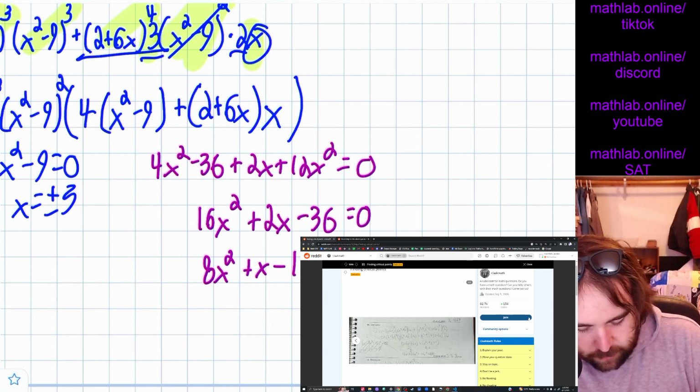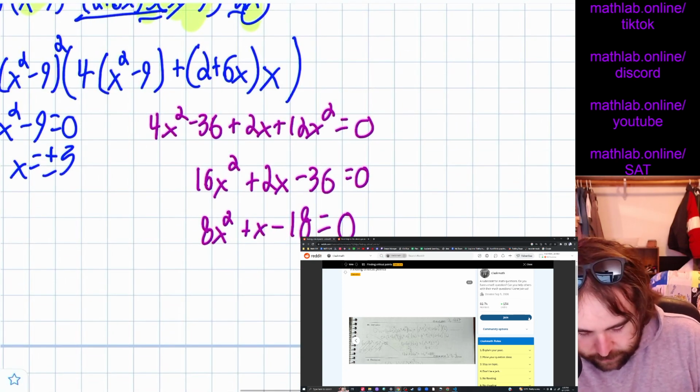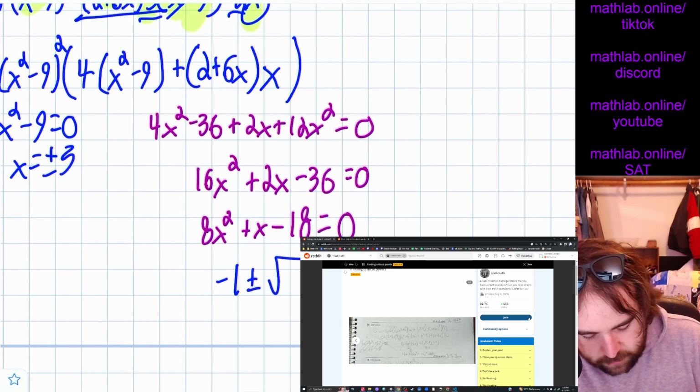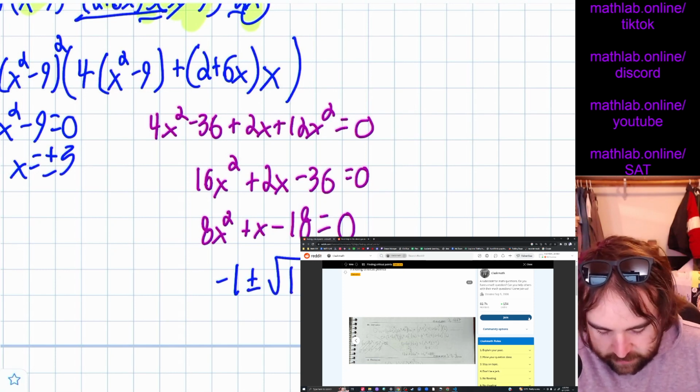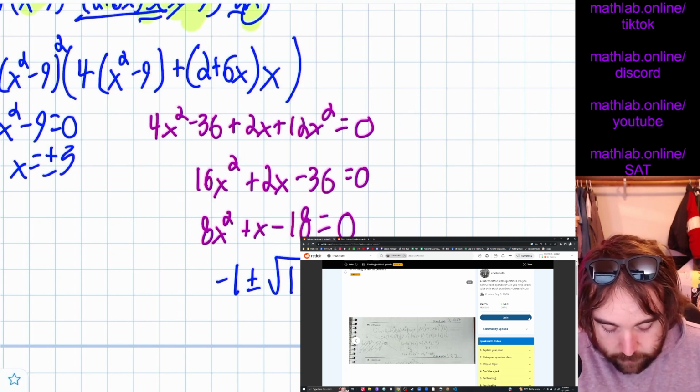I still like my work, though. Let's quadratic formula this real quick, and then I'll go into Desmos and see if my answer is right. So negative 1 plus or minus the square root of 1 minus 4AC. So AC is 144.